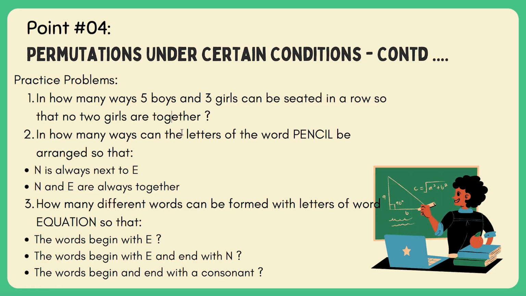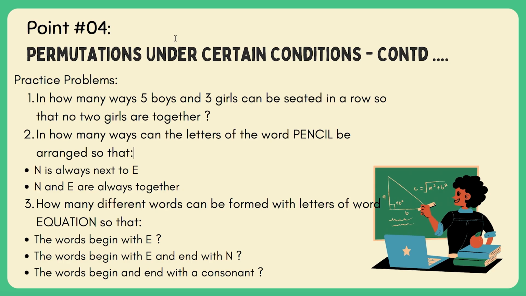Next question is, in how many ways can the letters of the word pencil be arranged? Okay, we have a word here, pencil. How many ways can the letters of this word be arranged so that N is always next to E? Okay, so it is saying that first condition, N is always next to E. So E, N are basically together as 1.